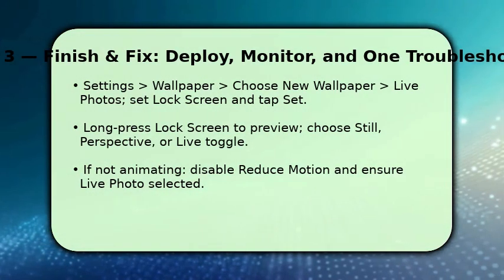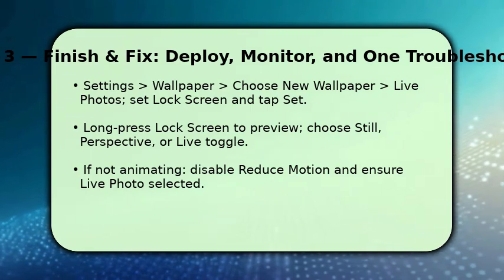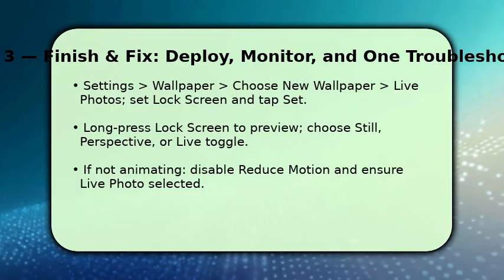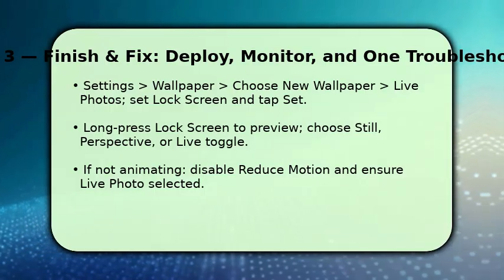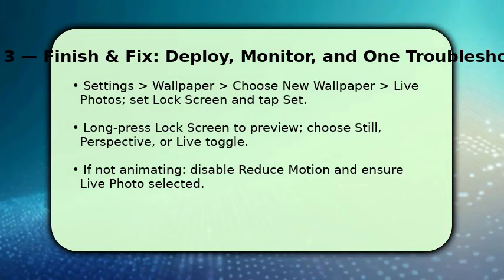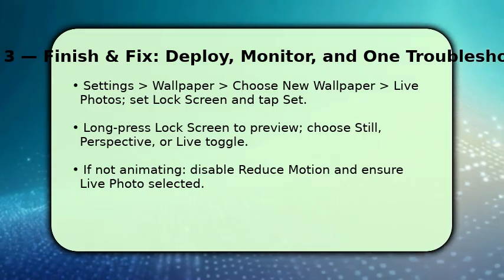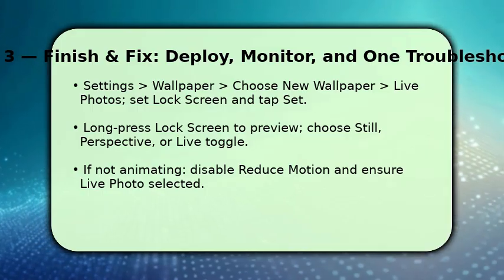Finish by setting the live photo as your lock screen wallpaper. Go to Settings, Wallpaper, choose New Wallpaper, pick Live Photos, Position and Scale, then tap Set for lock screen. Once set, lock your phone and long press the lock screen to trigger the animation.